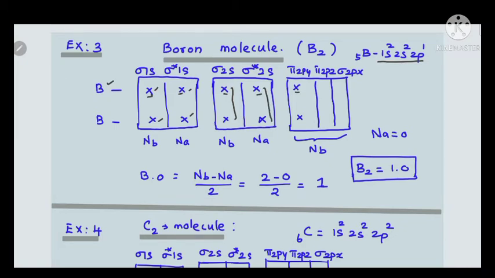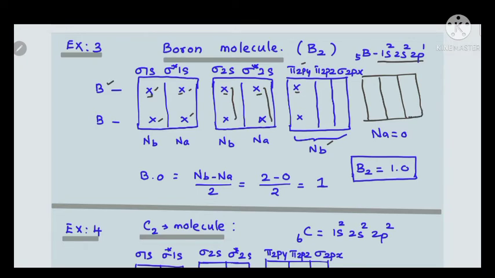Then the last 2p electrons will be placed in the pi 2py orbital. The 3 anti-bonding molecular orbitals will be empty. So for the outermost orbital, this is the bonding molecular orbital. The number of electrons in the bonding molecular orbital is 2. The anti-bonding molecular orbital has no electron at all, so the Na value is 0.